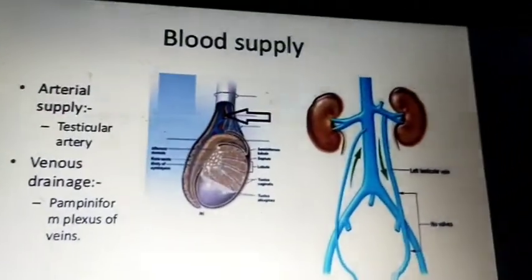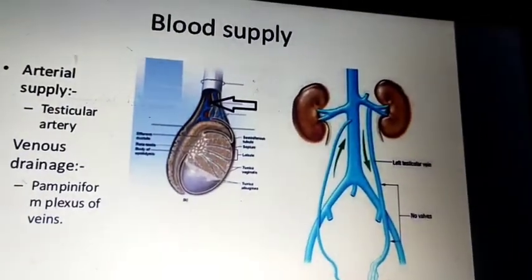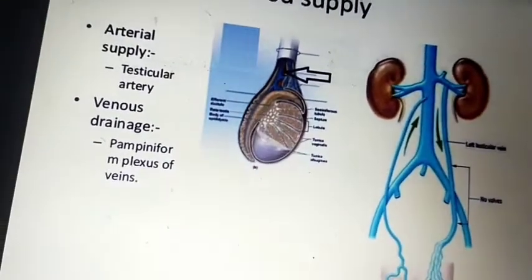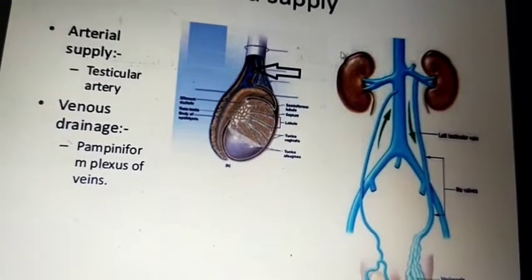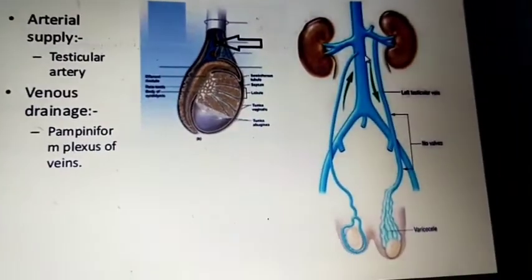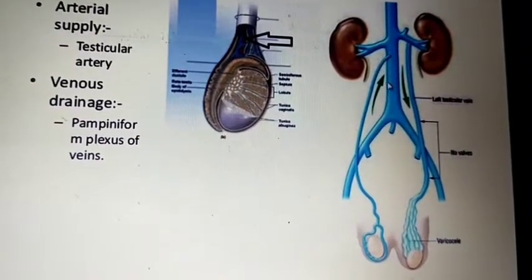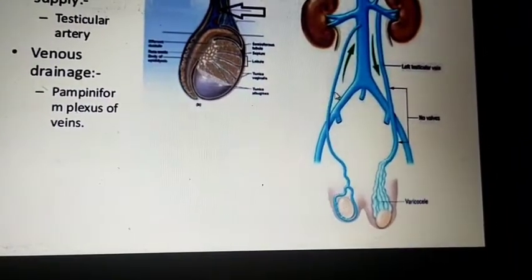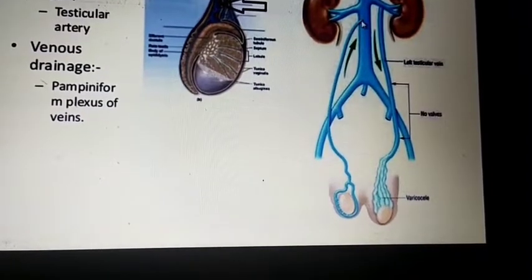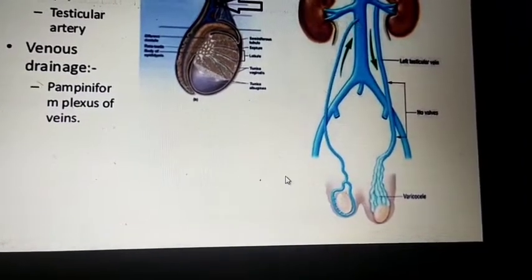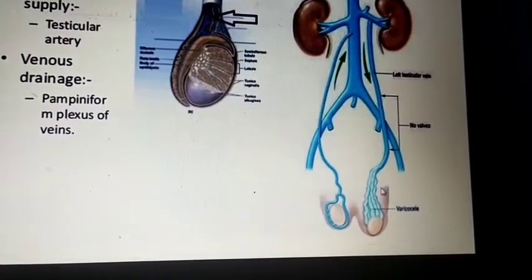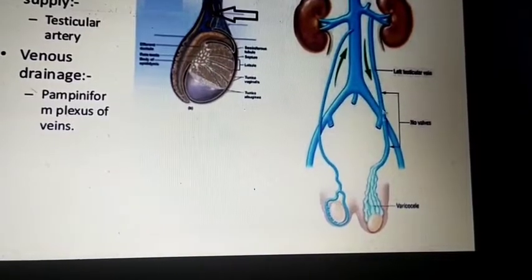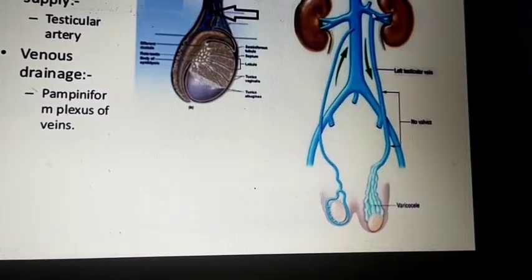Now you can go for the blood supply. Blood supply is mainly by the testicular artery and cremasteric arteries. Then venous drainage is by the pampiniform plexus and testicular vein. There is some difference in the venous drainage. On the right side it is drained by the testicular vein, which is a branch of the inferior vena cava. On the left side it is drained by the pampiniform plexus and testicular vein, which drains into the left renal vein.